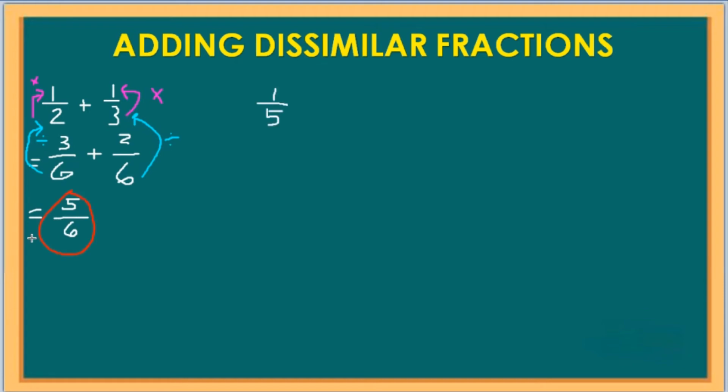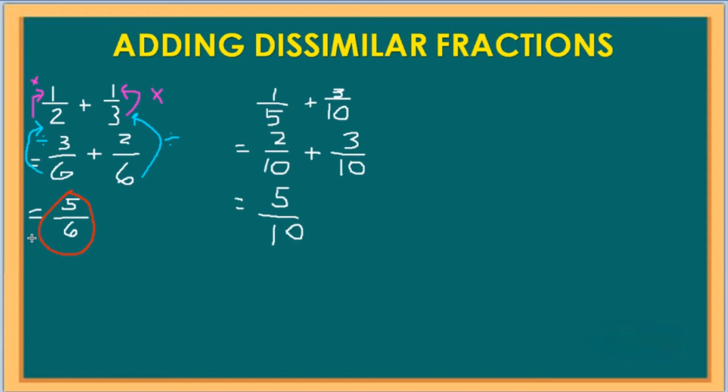Second example. 1/5 plus 3/10. The LCD of 5 and 10 is 10. How do we get the first numerator? Like what we did in the first example, 10 divided by 5 is 2, times 1 is 2. For the next fraction, 10 divided by 10 is 1, times 3 is 3. We can add now because they are already similar. 2 plus 3 is 5. Copy the common denominator, 10.